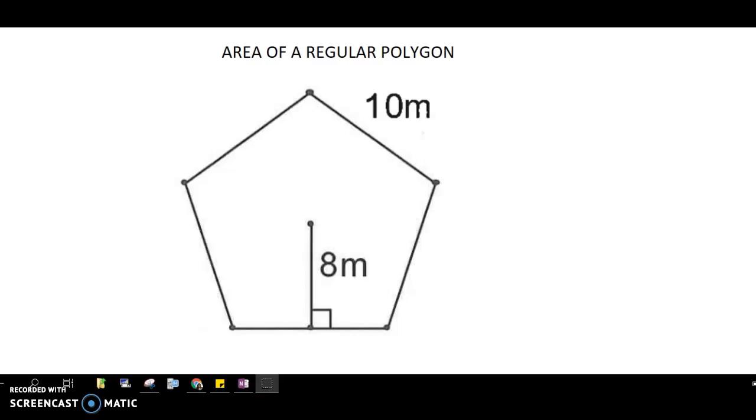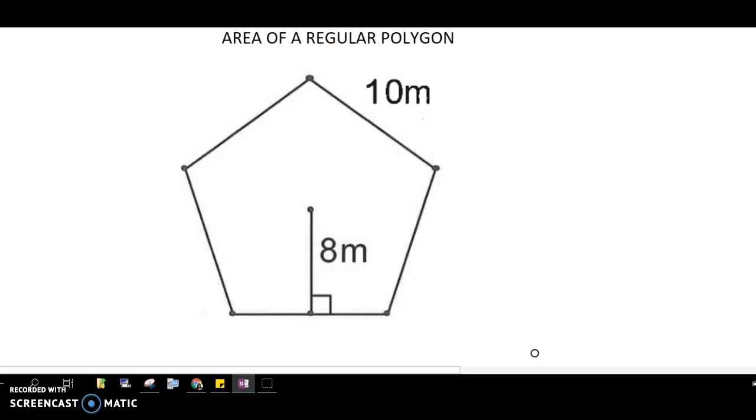Good morning, everyone. Today I'm going to show you how to find the area of a regular polygon. If you remember from first semester, a regular polygon is a polygon that has congruent sides and congruent angles. So all sides are the same and all of the angles are the same.